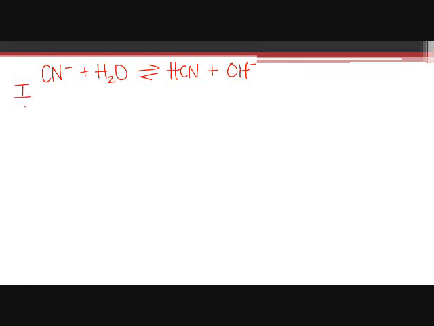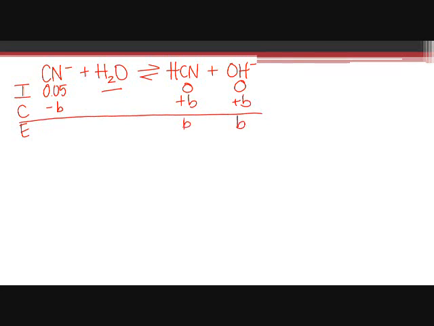Okay, so now we're doing the ICE chart. We're not doing the reaction chart, we're doing the ICE chart here. So the water doesn't matter, right? The originals are both 0 for those two, and then the CN has 0.05. So since it's a base, I'm going to use minus B and plus B for my change. So at equilibrium, the acid concentration and the hydroxide concentration will both be B, and the CN minus will be 0.05 minus B.